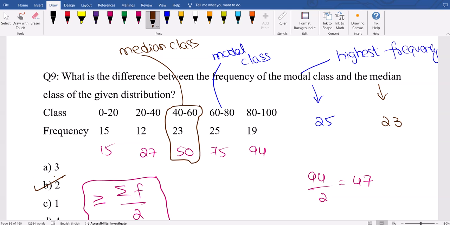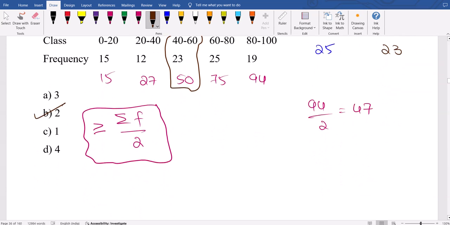Modal class is the one which is having highest frequency. Median class will be decided by sum of frequencies divided by 2. Cumulative frequency more than that 47, but closer one. 75 also more, but which is closer one is 50. That is what median class. So the respective frequency is 23. So the difference between those two is what? 2. That's what the question is all about.